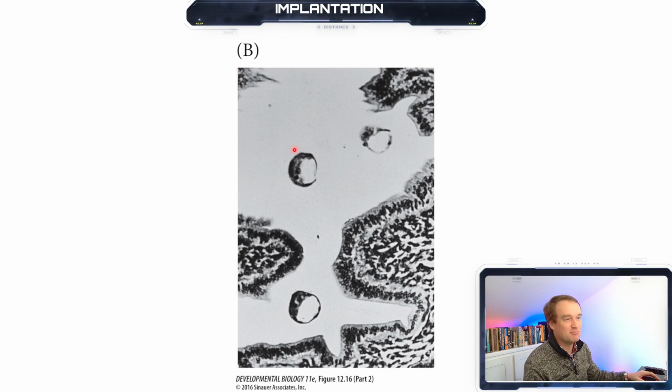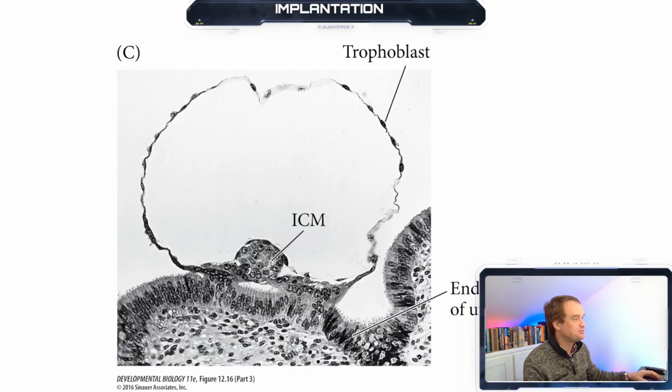Escaping that ZP is done with digestion by a trypsin-like protease, which is secreted from the trophoblast, which digests the ZP and allows the blastocyst to, quote unquote, hatch out because it's not needed anymore. Remember, that's primarily to prevent implantation in the fallopian tubes and the ampulla before it gets to the uterus. So, hatching from the zona and implantation of the mammalian blastocyst.